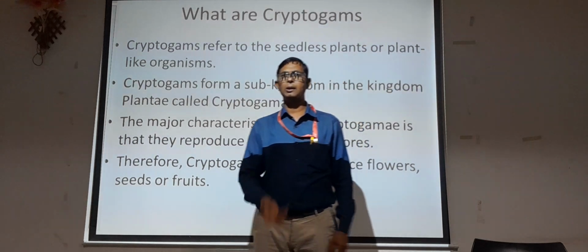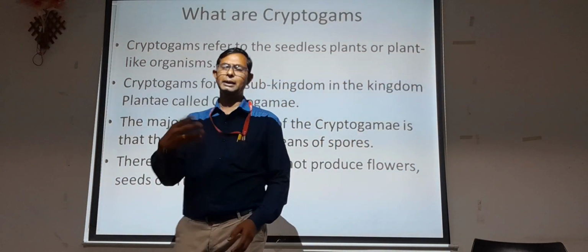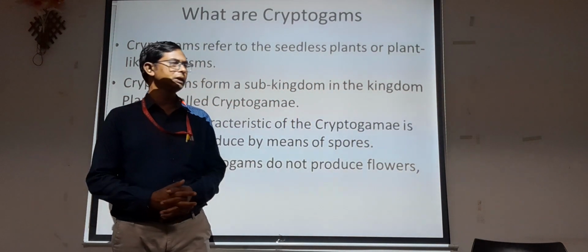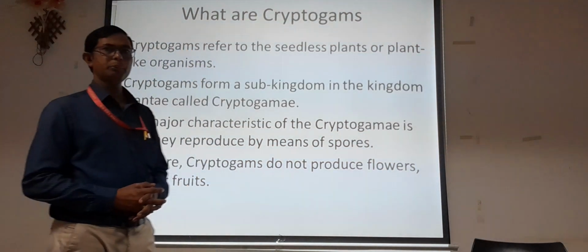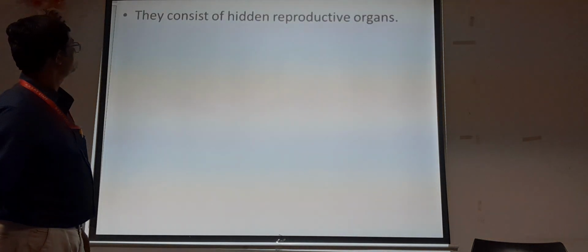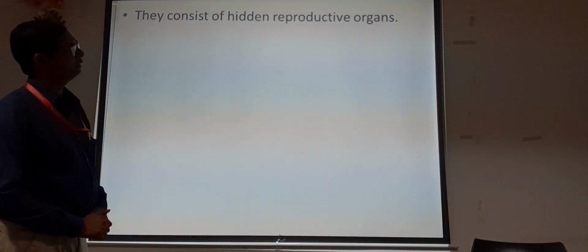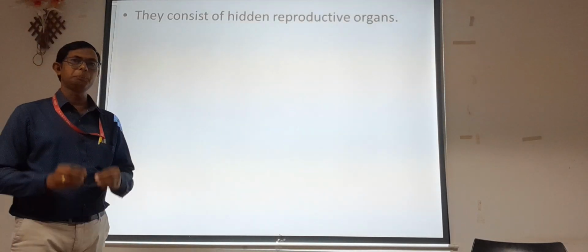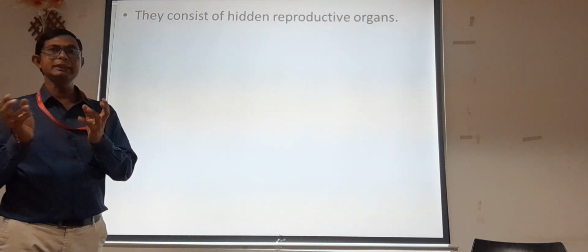Say for example, thallophyta or thallus-bearing plants we can include in this particular group that we call cryptogams. So these are the basic characteristics. Along with this, they consist of hidden reproductive organs, meaning their reproductive organs are not seen by our eyes.